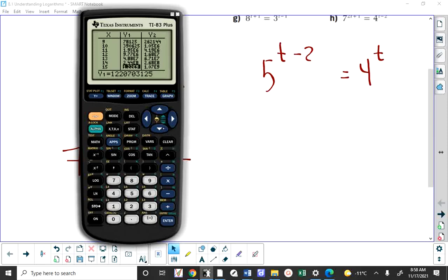Oh, look at that. Someplace between... By the way, those e's mean multiplied by 10 raised to a power of whatever that next number is. So y1 at 13 is about 48.8 million and y2 is 67 million. At 14, y1 is 244 million and y2 is 268. And then all of a sudden, between 14 and 15, it changes.